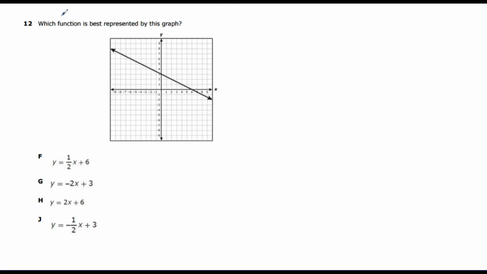Number 12, which function is best represented by this graph? So there's our graph. Our equation should be in slope-intercept form, so mx plus b, where m is our slope and b is our y-intercept. A couple things we can look at. I would start with the y-intercept because that's usually pretty straightforward. It's just where our line crosses the y-axis, which is at this point right here, (0, 3), which means the end of our equation should have a plus 3 on it.